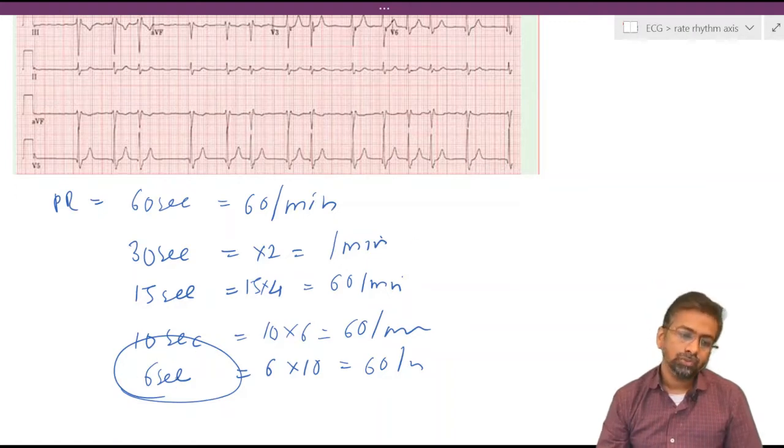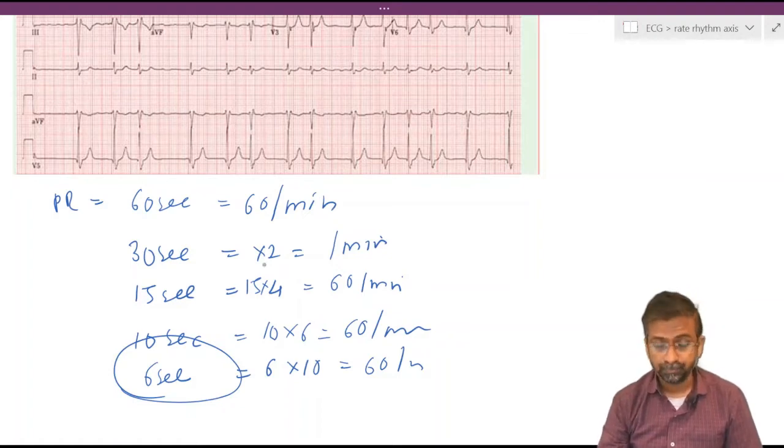So what you need to do is take a section of the ECG that represents 6 seconds. In 6 seconds you need to calculate how many QRS complexes you got, or just say how many R waves you got, and if you multiply that number of R waves by 10, you will get the heart rate in 1 minute. Understood? It will not be very accurate, but you will get an approximate heart rate per minute.